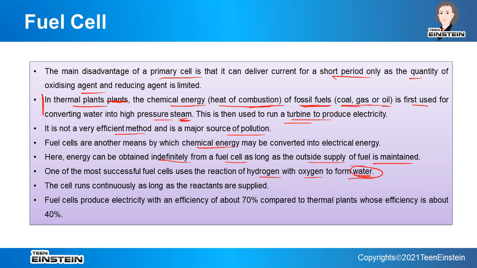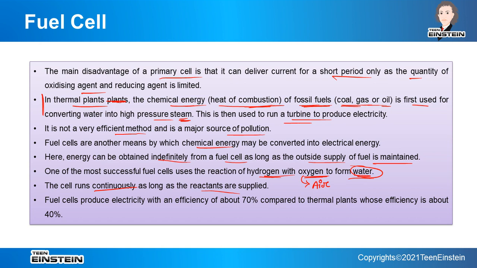So this is the better side of this type of cell, and this cell can run continuously as long as we can supply the reactants. That means as long as we can supply hydrogen and oxygen. These two elements, hydrogen and oxygen, are the reactants, that is the starting materials, and oxygen is not directly applied, it is applied in the form of air.